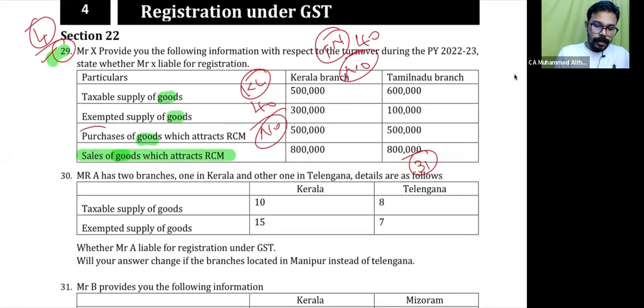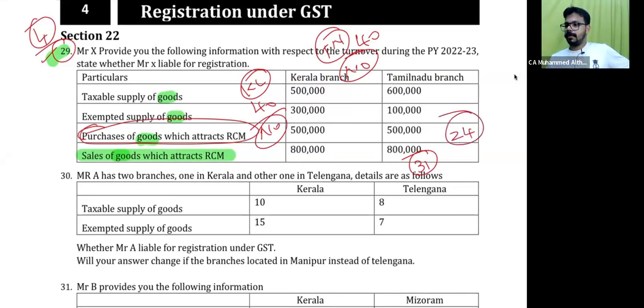Since they are liable for RCM, purchase under RCM, they have to take compulsory registration under section 24. That also you have to note. In section 22, they are not liable. But when it comes to section 24, compulsory registration, they are liable. Do you remember section 24? Persons who are required to pay tax under section 9, subsection 3 or 4.